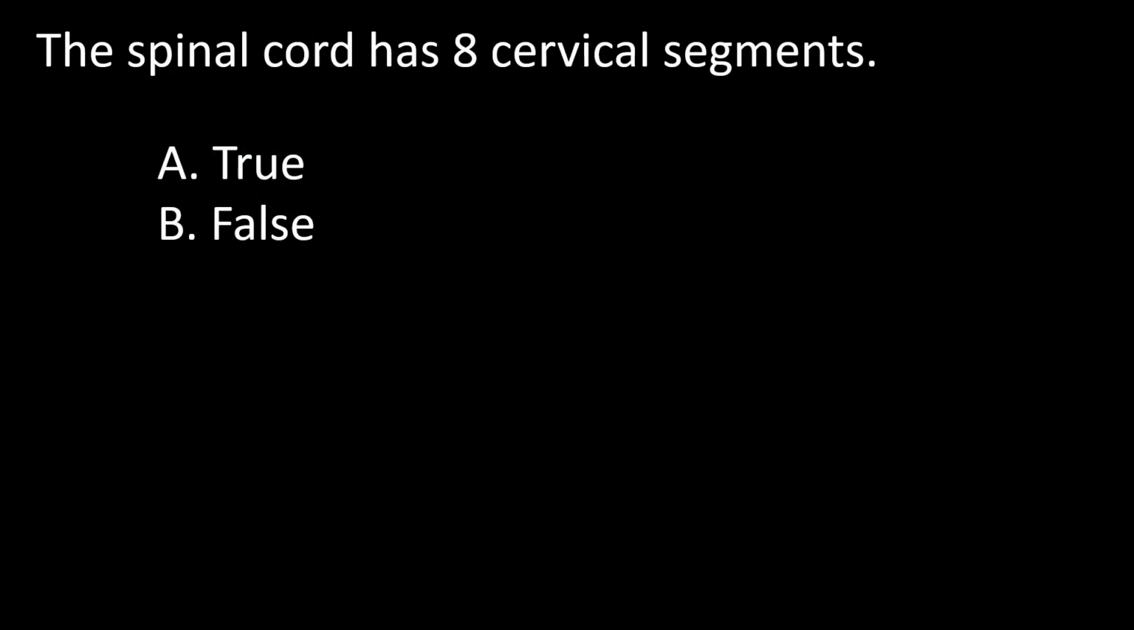Next question. The spinal cord has 8 cervical segments. A true, B false. The spine is a tubular structure with no apparent physical segmentation, but it has 2 enlargements. One corresponds to the C4 to T1 spinal segments, called the cervical enlargement, and another one below called the lumbar enlargement. It goes from L2 to S3. This enlargement corresponds to the spinal cord regions that innervate the limbs.